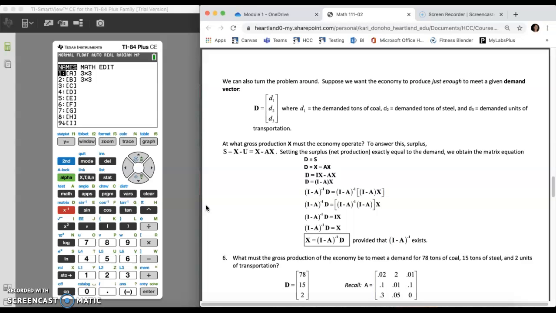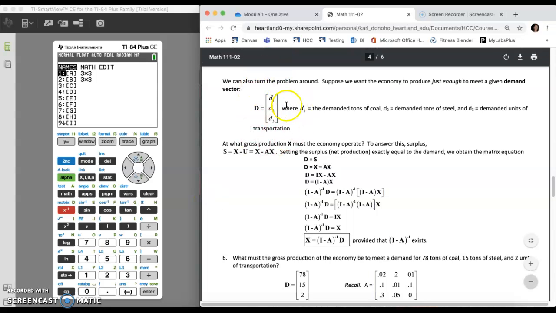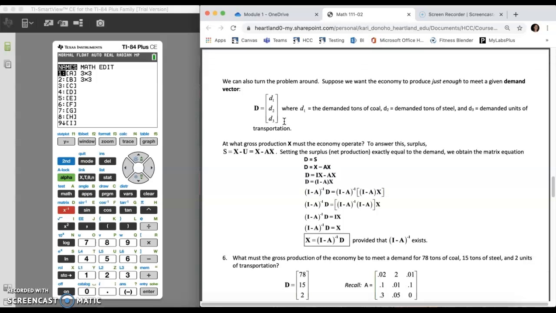So if we have a certain demand that we need to meet, the demand vector, then how much do we need to go back and how much should our X be? What should our gross production be so that we can not only meet the demands of the internal process, but also meet this very specific demand for a surplus that we might have?